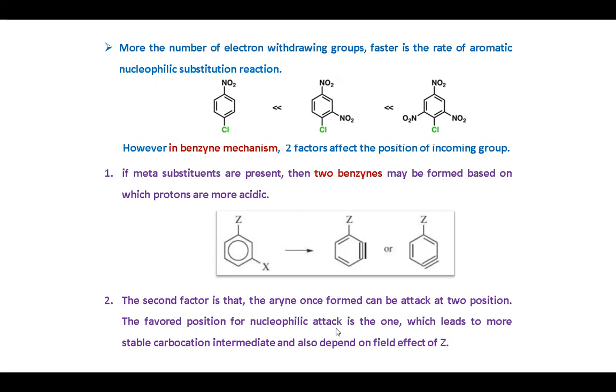An electron-withdrawing Z group favors removal of the ortho hydrogen, whereas an electron-releasing Z group favors removal of the para hydrogen. The second factor is that the arene once formed can be attacked at two positions. The favored position for nucleophilic attack is the one which leads to the more stable carbanion intermediate, and also depends on the field effect of Z. For substituents with a -I effect, the more stable carbanion is the one in which the negative charge is closer to the substituent.